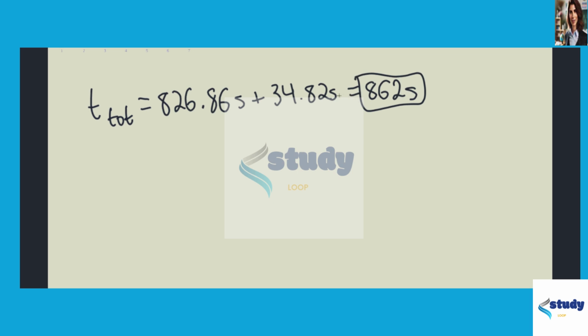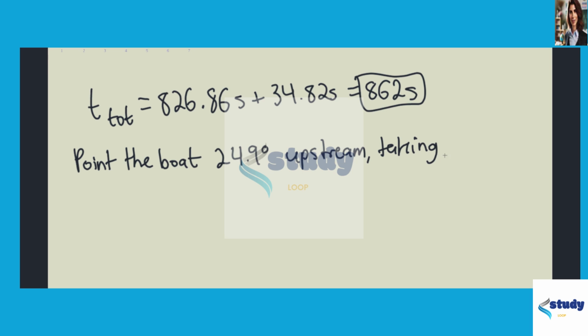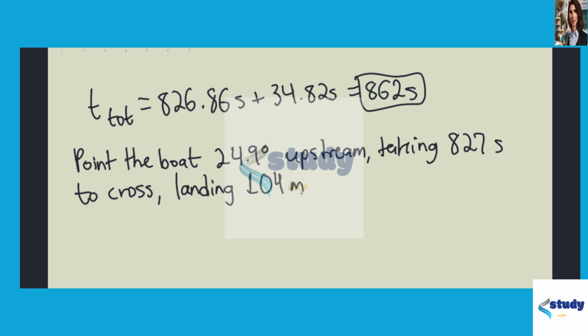So to summarize, we must point the boat 24.9 degrees upstream, taking 827 seconds to cross, landing 104 meters away from the point directly across from his starting point. So 104 meters from start.